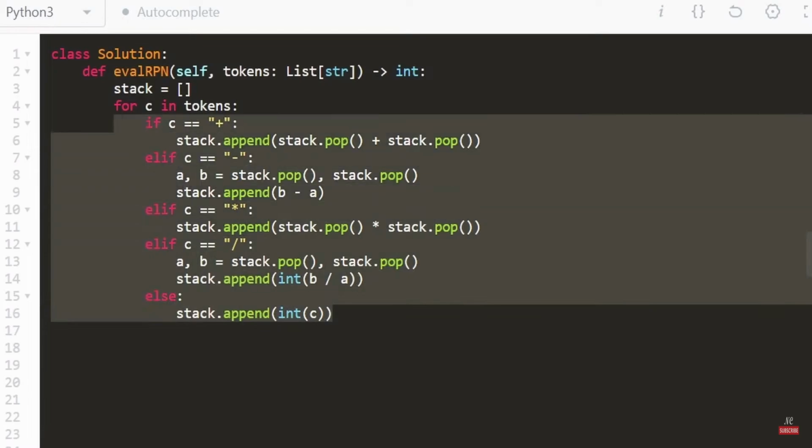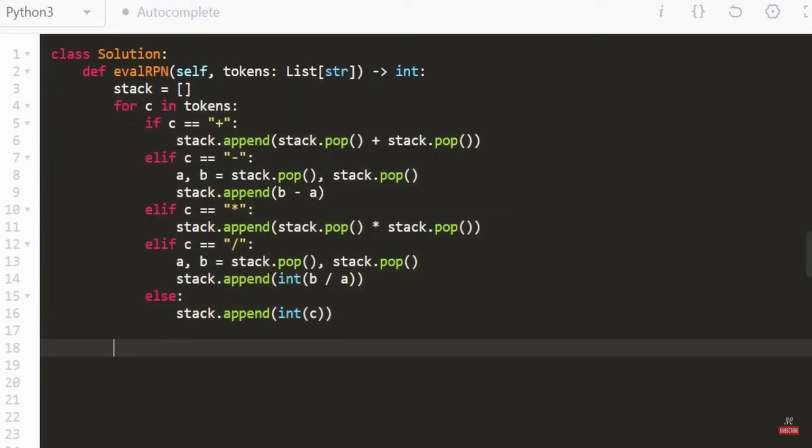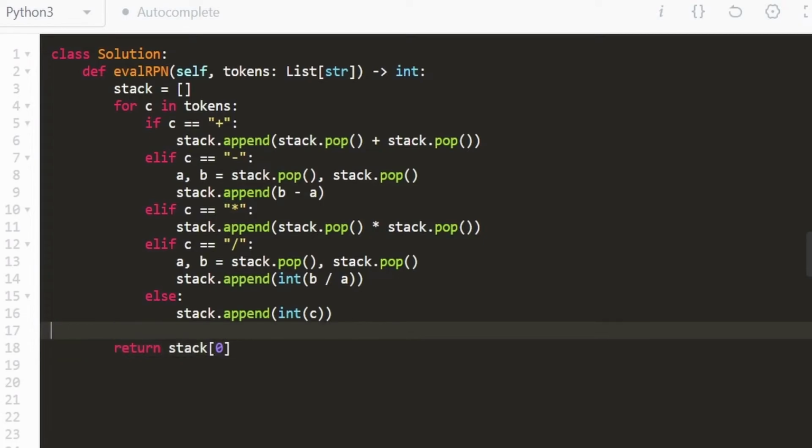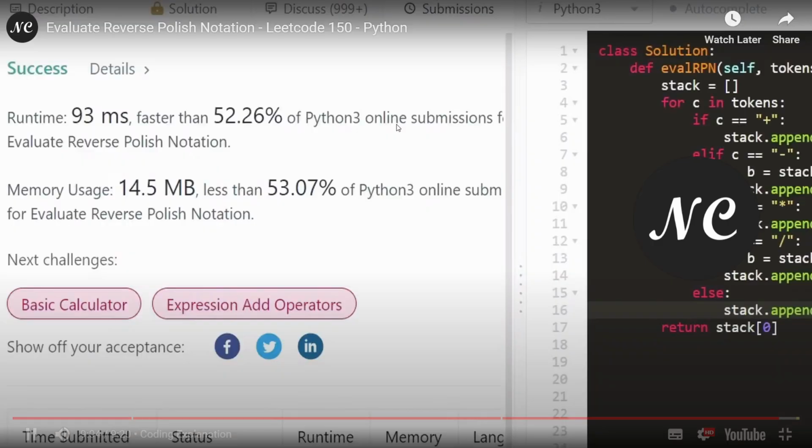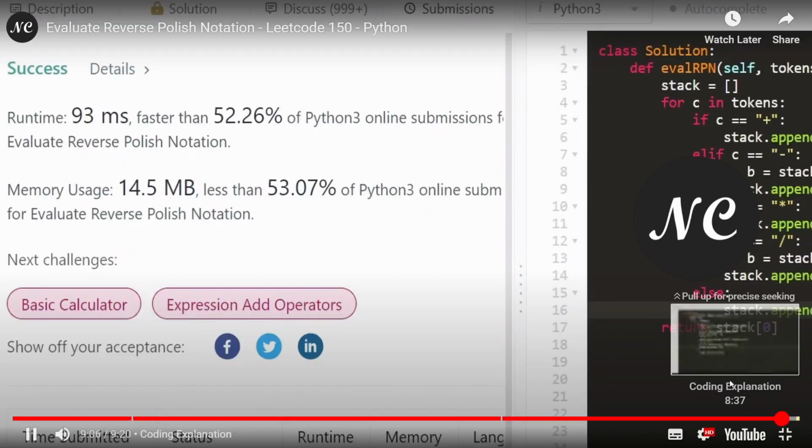You can see it's mostly just a bunch of boilerplate, but once all that's done, let's go ahead and return the single value that is guaranteed to be in the stack at index 0, and then make sure that our code works by running it. And as you can see on the left, yes, it does, and it's very efficient.